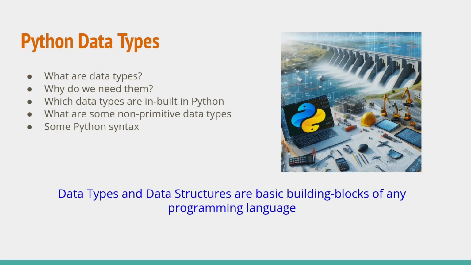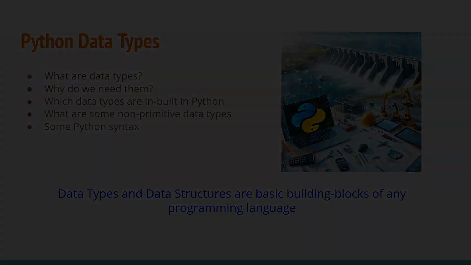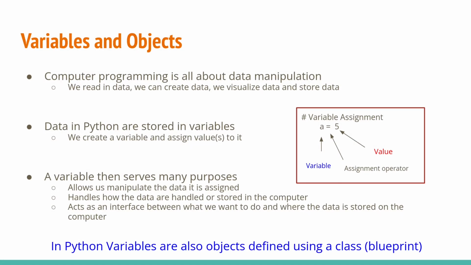In today's lecture, we're going to talk about what data types are, why we need them, and what some built-in data types in Python are. They're also known as primitive data types or native data types, as well as some non-native or non-primitive data types. And as we talk about data types in Python, I will also introduce you to some Python syntax along the way. In computer programming, what we do is we manipulate data.